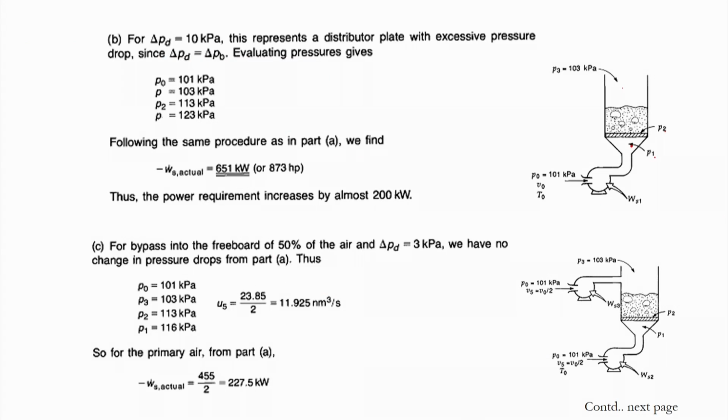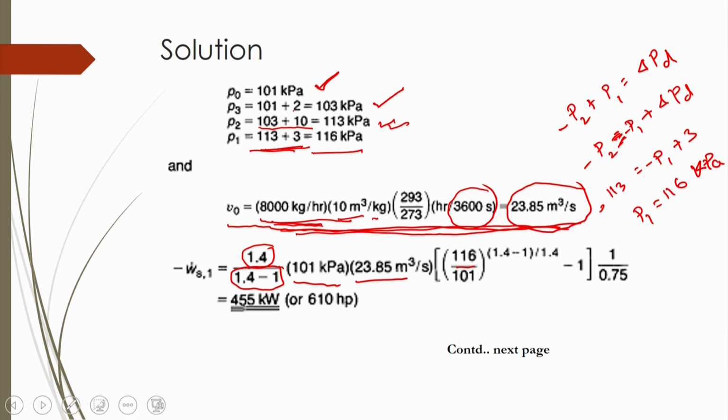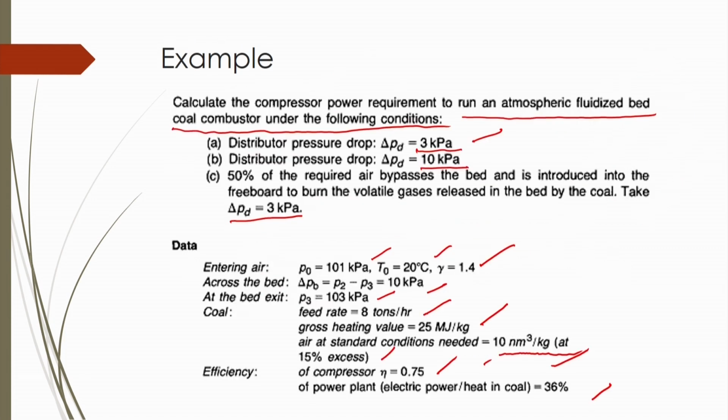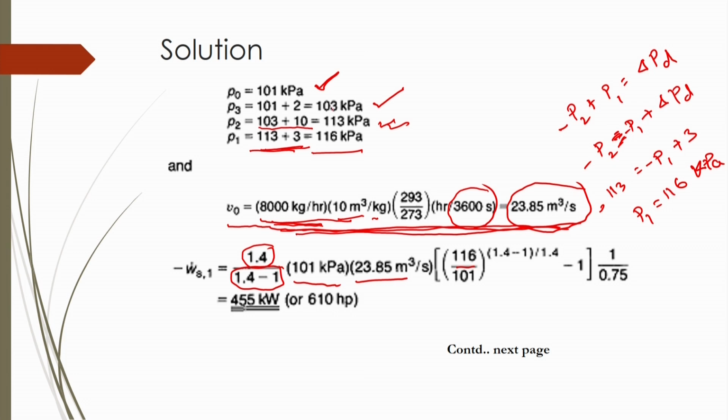P3 is nothing but what here? In this case it is the atmospheric pressure. Atmospheric pressure P3, that is 101 plus 2, that will be equal to 103. Why is it coming like that? This P3 is given to you, P0 minus P3 is equal to 2 here. So, this will be given as 103.